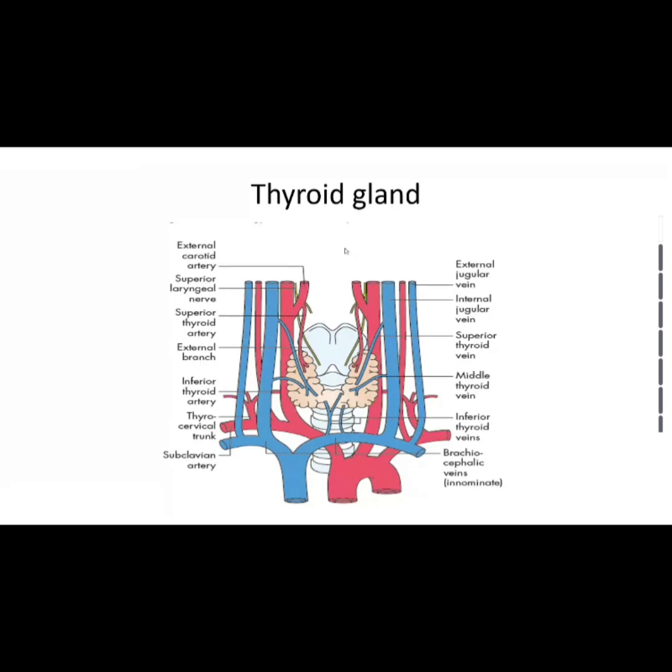Mostly these veins drain into the internal jugular vein. You can see the superior thyroid vein and the middle thyroid vein, the two that drain to the internal jugular vein. But the inferior thyroid veins drain into the brachiocephalic veins, and from there it goes to the superior vena cava. So: blood supply, the veins, the arteries, and then the innervation of the thyroid gland.